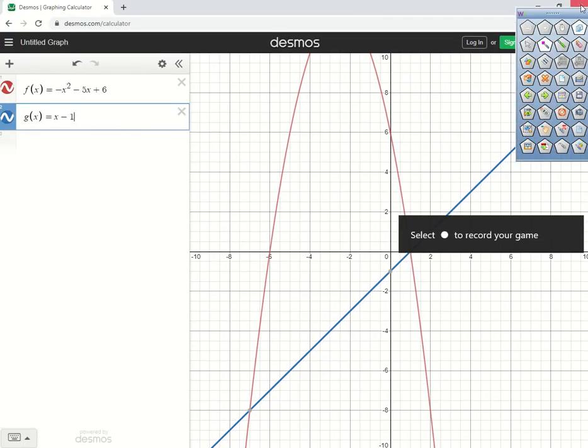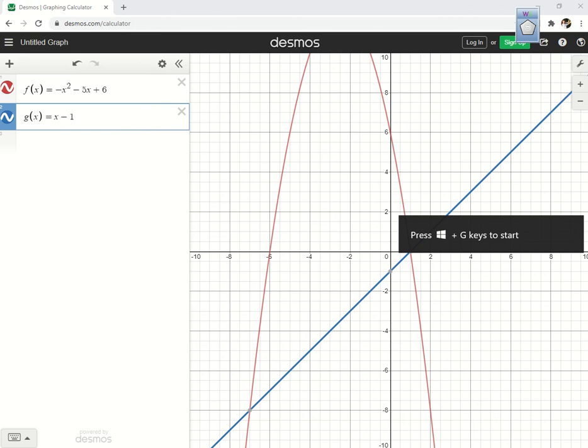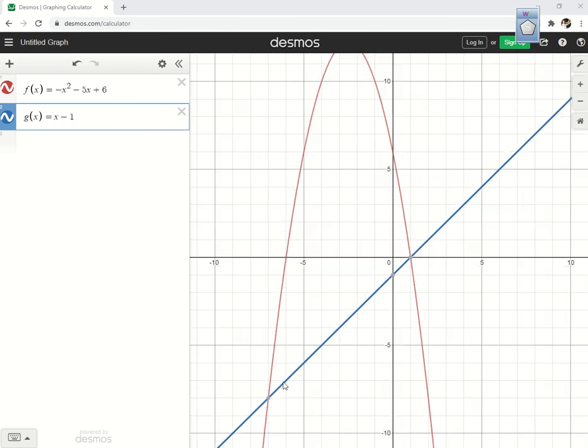So when I graph these two, you'll notice that it intersects at 1, 0 and negative 7, negative 8. So that's what the graph looks like for when you get those two solutions. Any questions about that? Okay.